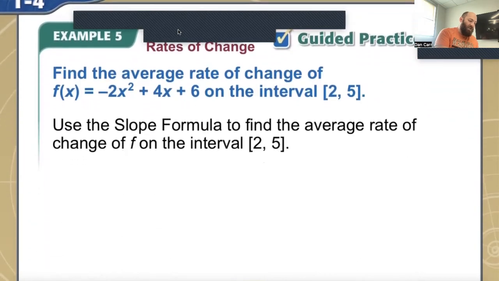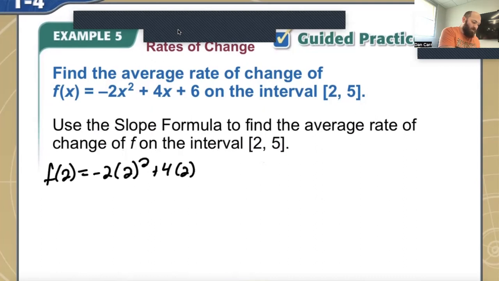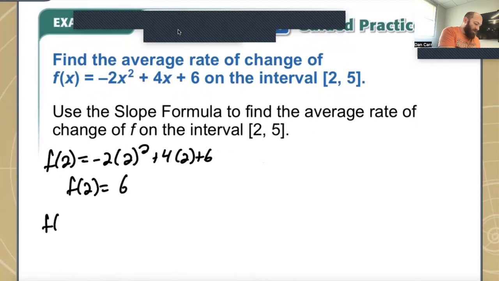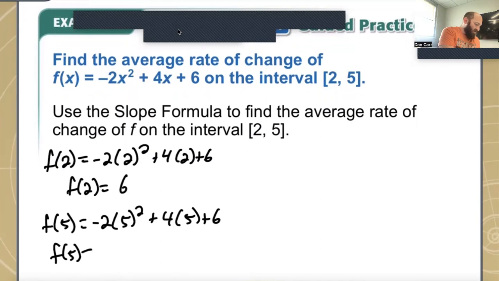Now, find the average rate of change for this function on the interval 2 to 5. Same thing as before, f(2) is going to be negative 2 times 2 squared plus 4 times 2 plus 6. If I do that, f(2) comes out as 6. Then I'm going to do the same thing with f(5): negative 2 times 5 squared plus 4 times 5 plus 6. So f(5) comes out as negative 24.